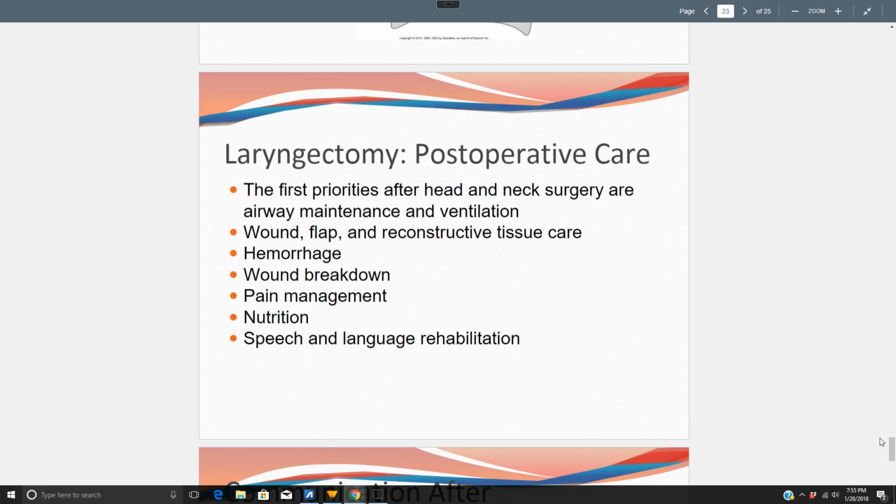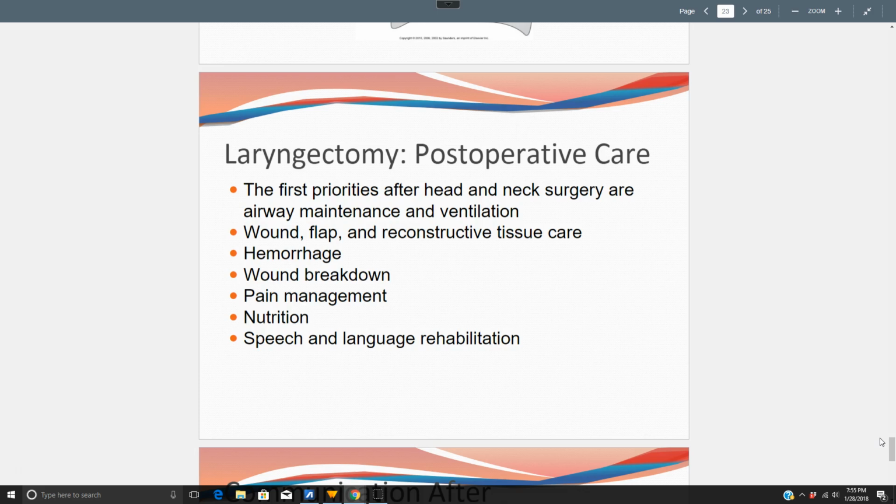Pain management will also be of utmost importance for these patients. Morphine, and maybe giving a PCA pump for the first 1 to 2 days after surgery. Nutrition. The patient may, as I mentioned before, have a feeding tube in place for 7 to 10 days after surgery. And of course, speech and language rehabilitation.